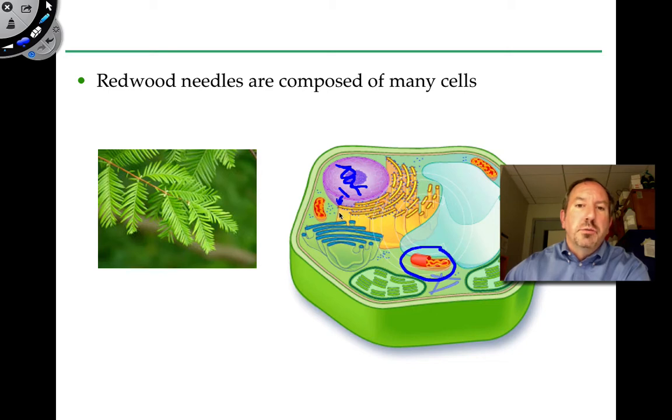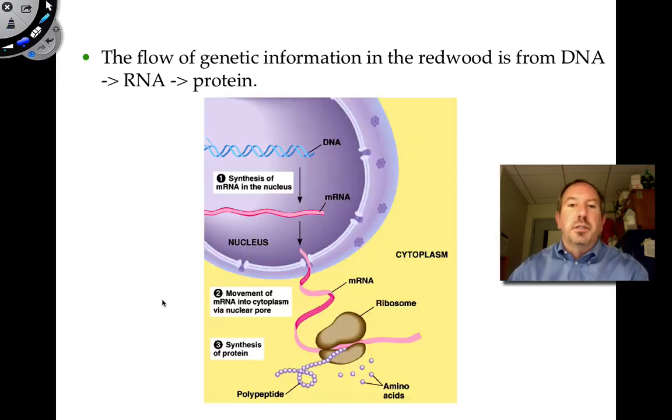One of the proteins that we're going to consider is a protein involved in the process of cellular respiration, which occurs in the mitochondria. What we're interested in is the gene that makes the enzyme for cell respiration, and that's what we're going to use to compare the trees.